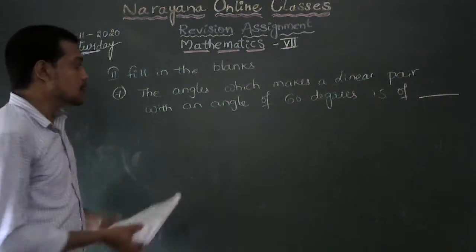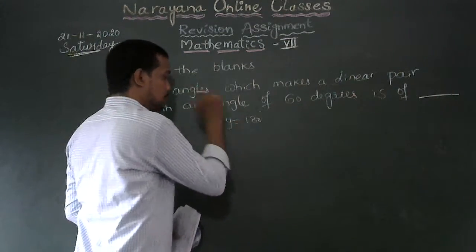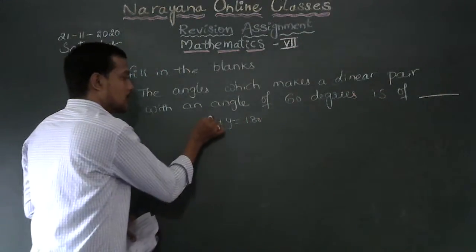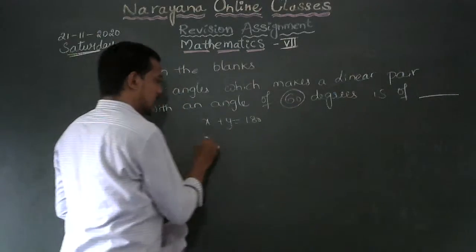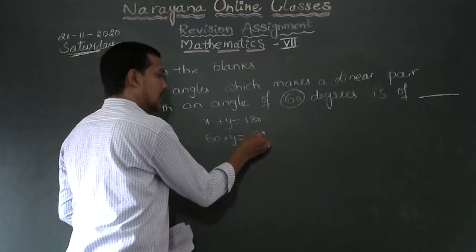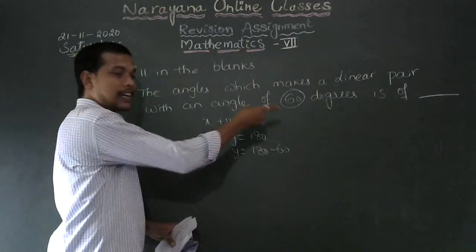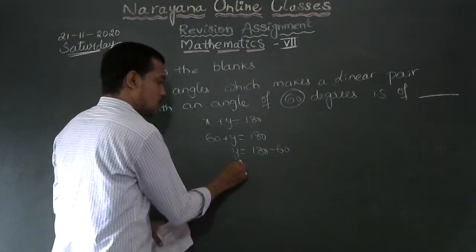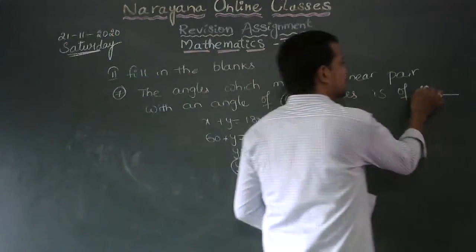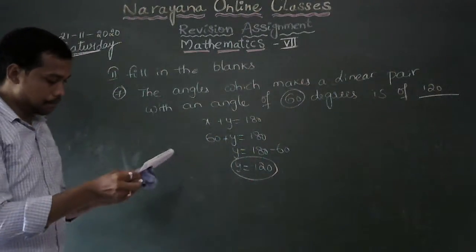Suppose I take x plus y equal to 180. Here we add these two angles and get 180. One angle is given as 60 degrees, so in place of x I take 60. So 60 plus y equal to 180. So y equals 180 minus 60. Plus 60 brought to the right side becomes minus 60. So y is equal to 120. So 120 is the other angle. 60 plus 120 gives the linear pair.